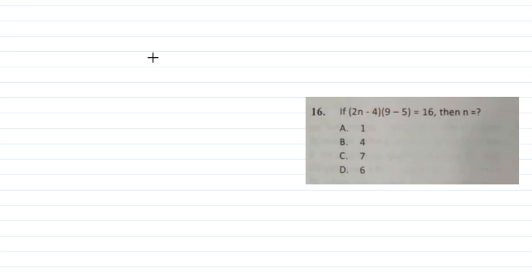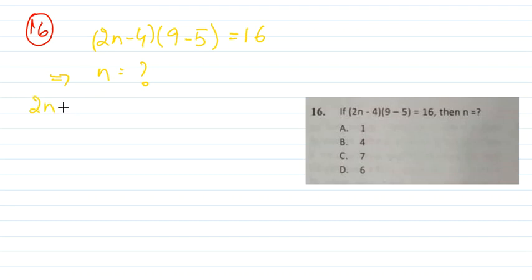Okay, now moving on to question number 16. It says if (2n minus 4) into (9 minus 5) is equal to 16, then we have to find this n. Then n is equal to... हमें find करना है. तो इसको simply multiply कर लें, ये तो कुछ मुश्किल नहीं है. (2n minus 4) into (9 minus 5 is 4) is equal to 16.